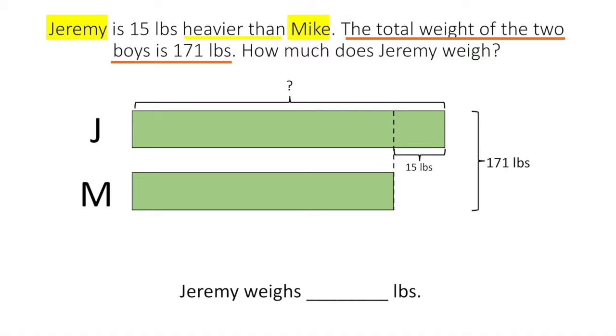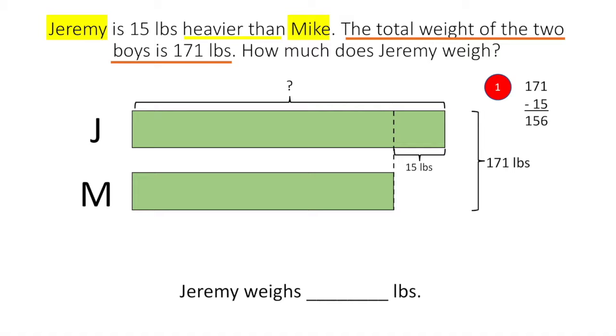I want to find Jeremy's weight, and I know that his weight is 15 pounds heavier than Mike's. But I don't know what the rest of his bar is. I only have the 15 pounds labeled. I have to figure out what this section is. And to do that, I have to take away the extra 15 from 171 so that I'm left with 2 equal bars. So I will start by subtracting. 171 minus 15 is 156.